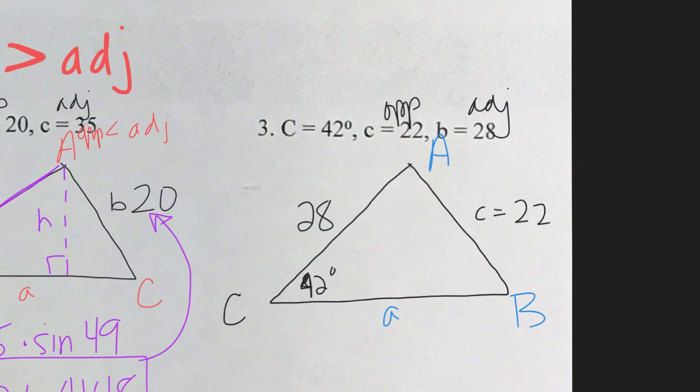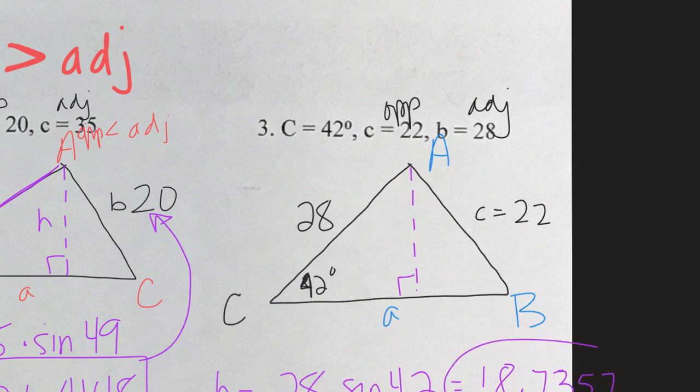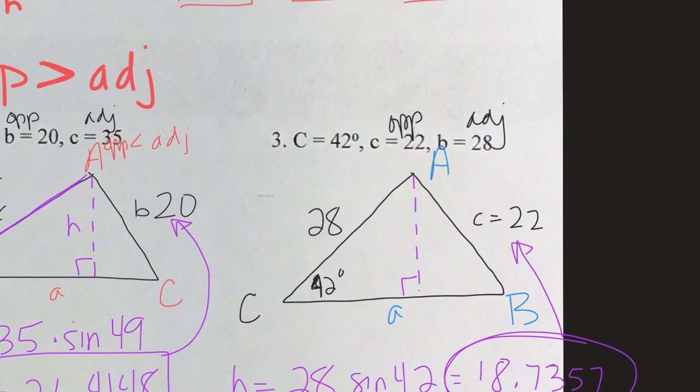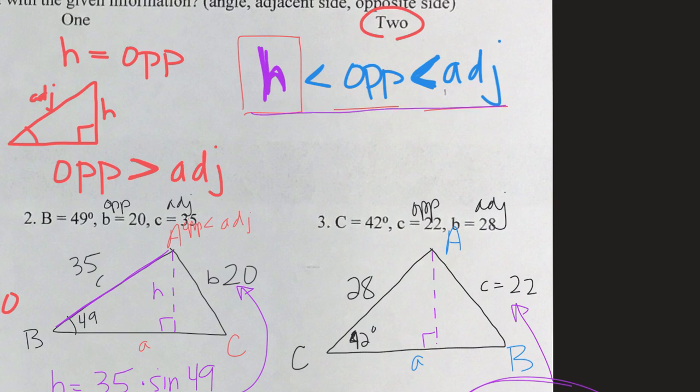So to verify that we have two triangles, let's calculate the height. Okay, so the height is the adjacent side, which is 28, times the sine of 42. 28 sine of 42 degrees is 18.7357. Okay, so our height is less than the opposite side. So sure enough, the height is less than the opposite side, which is less than the adjacent side. So we're going to have two triangles to calculate.